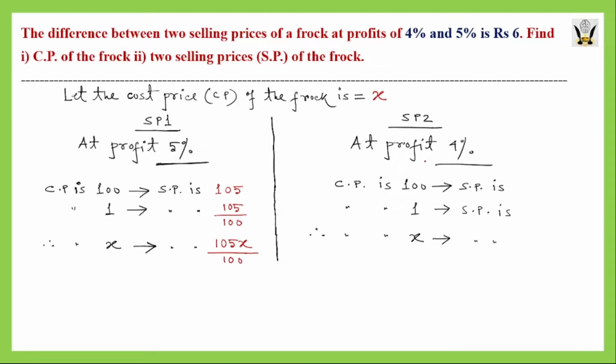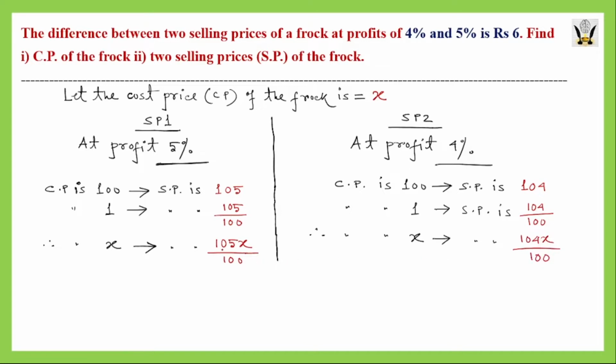Now the same frock, when it is sold at a profit of 4%, the cost price is the same, that is X. So what will be the selling price then? When the cost price is 100 and it is sold at a profit of 4%, the selling price will be 4 more than 100, so 104 rupees. When the cost price is 1, the selling price will be 104 divided by 100, and when the cost price is X, the selling price will be 104X divided by 100. So this is the second selling price.